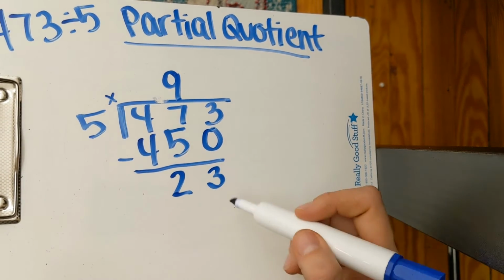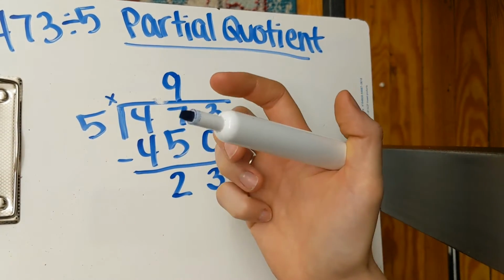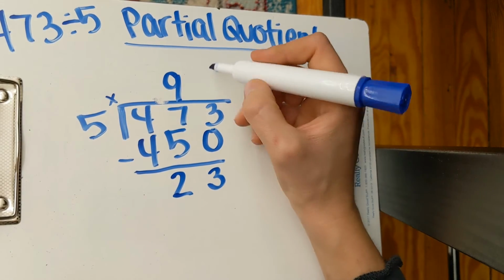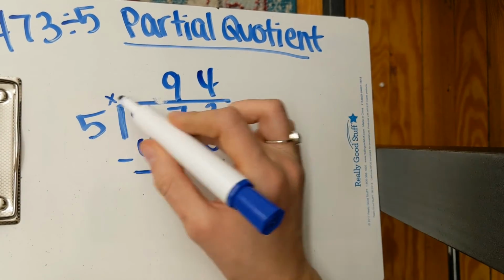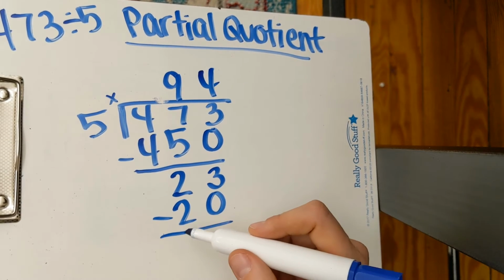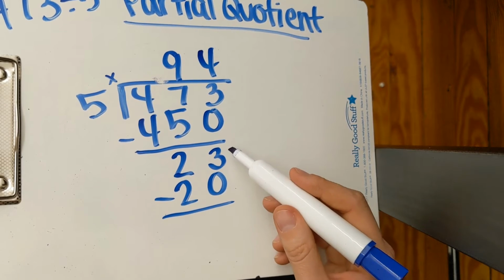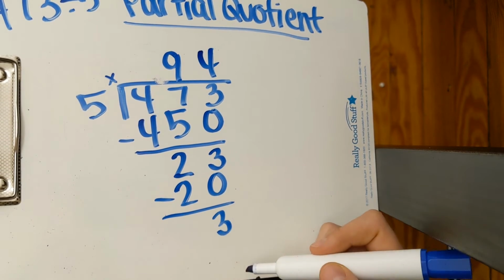5 fits into 23, 5, 10, 15, 20. 25 would be over. We never want to go over. So 5 fits into 23 4 times. 5 times 4 is 20. That was our multiplication step. Our third step is going to be subtract. Now, when we subtract, we are taking that away, and we get 3.